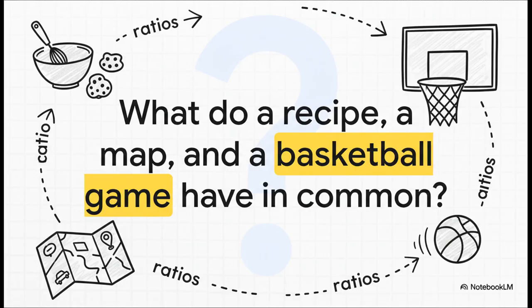So what is the link here? You've got cooking, you've got map reading, you've got sports. What's the common thread? It all comes down to one single concept: ratios. They are kind of like this invisible language we use all the time to make sense of the world by comparing one thing to another.